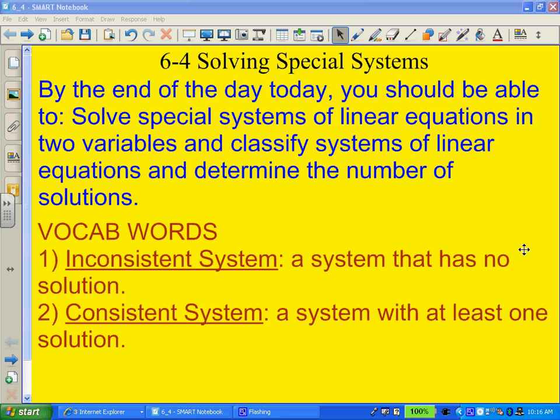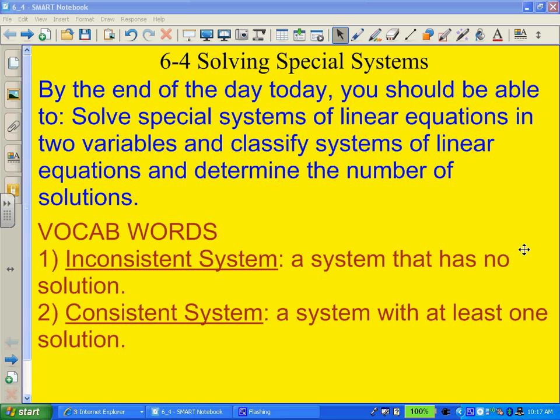We are going to be talking about how we solve special systems. We're going to break this up into two parts, and today's vocab words are inconsistent system and consistent system. An inconsistent system is a system that has no solutions. And a consistent system is a system that has at least one solution. So it can have one solution or it could have many solutions to be considered consistent.